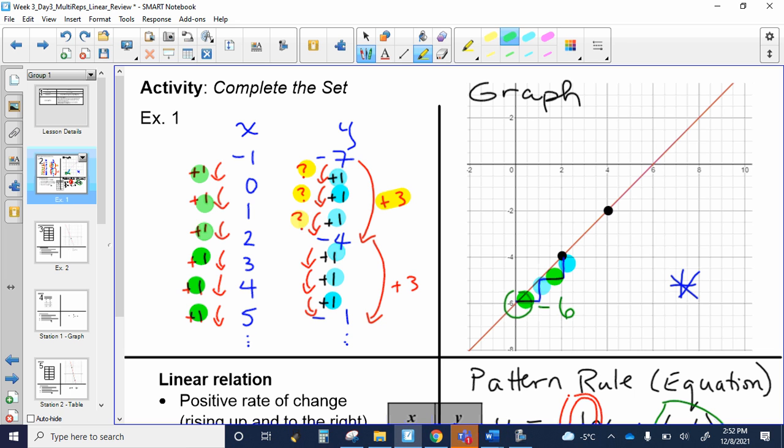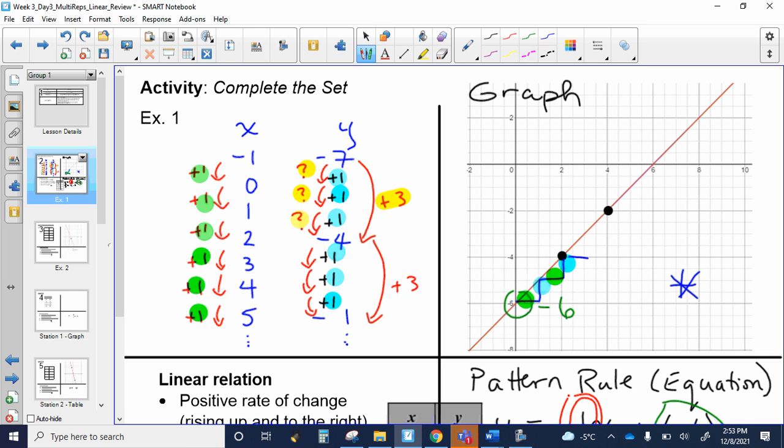Let me draw one more. Okay. Or maybe a couple. Oh, something's not working here. Okay, that has to be deselected. That's better. Okay. And let's get rid of this.